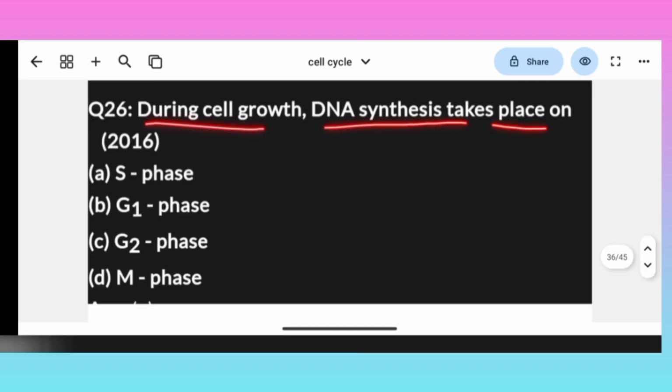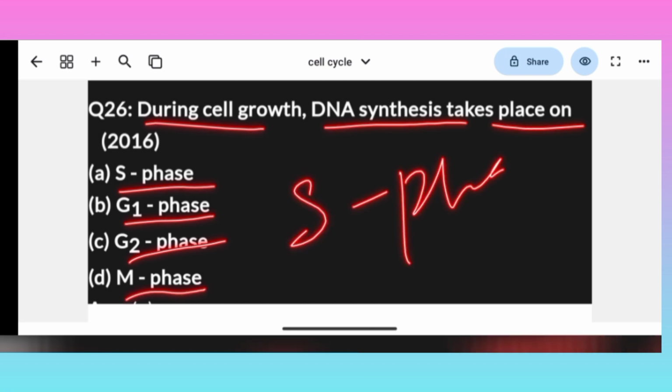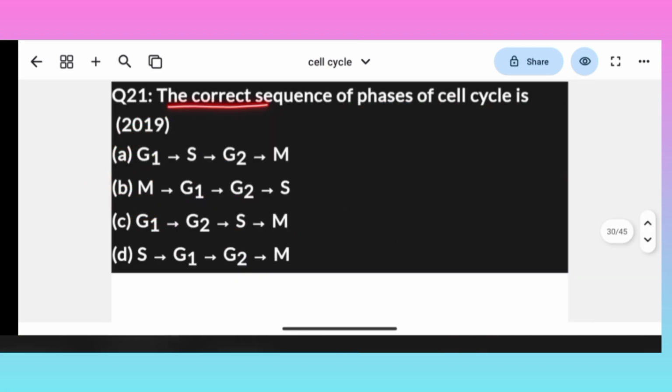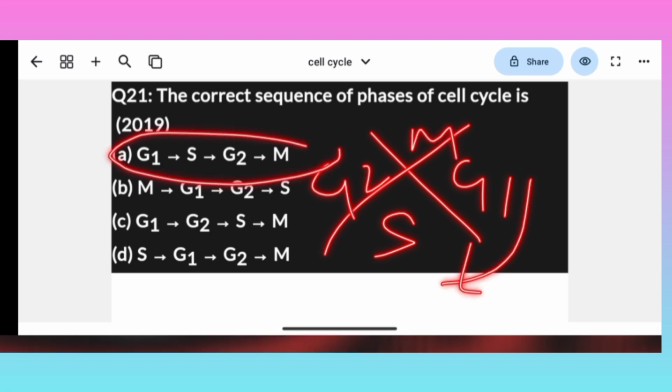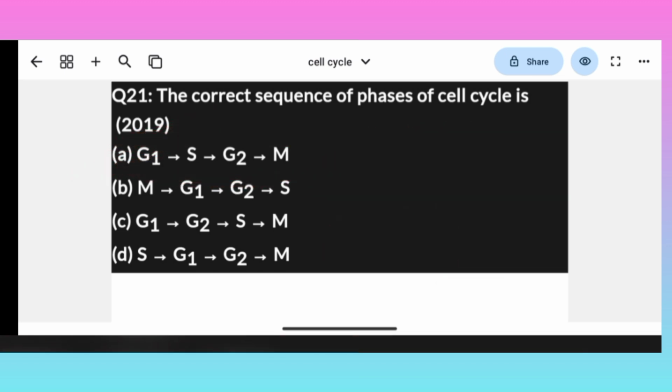During cell growth, DNA synthesis takes place in S phase, G1 phase, G2 phase, M phase. It takes place during S phase of the cell cycle. Option A, S phase. The correct sequence of phase of cell cycle is G1, S, G2, M. Option A, G1, S, G2, M.